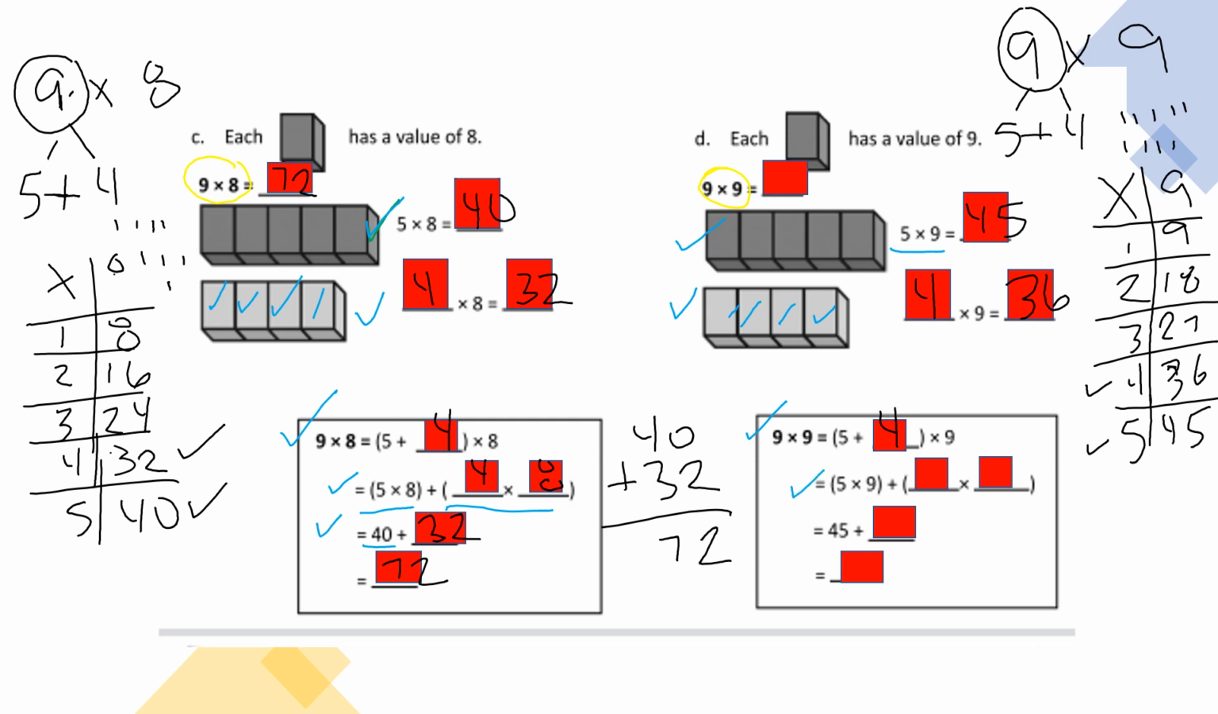Now let's look at the second line. 5 times 9 plus blank times blank. Well, we said the two equations that lived inside of 9 times 9 were 5 times 9 and 4 times 9. So in those two blanks, you should have a 4 and a 9. Now let's look at the third line here.